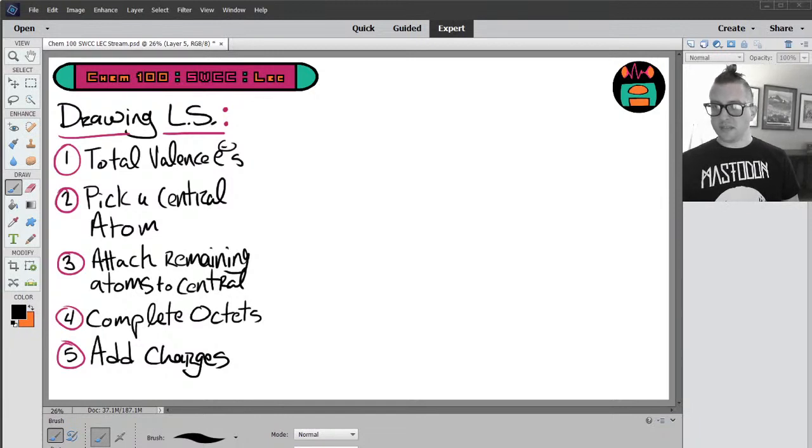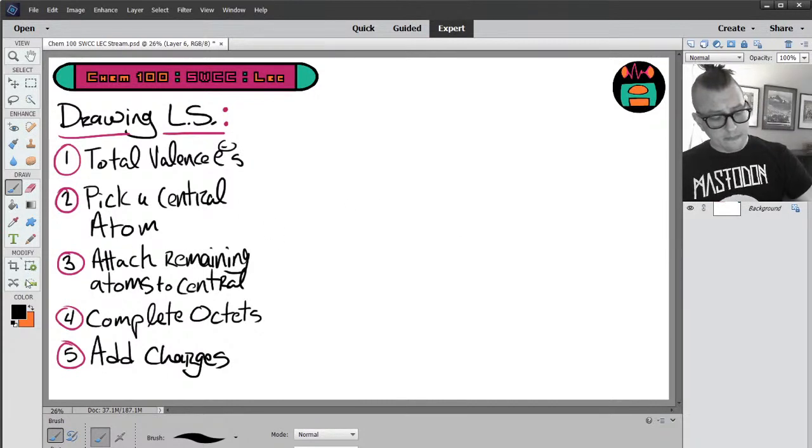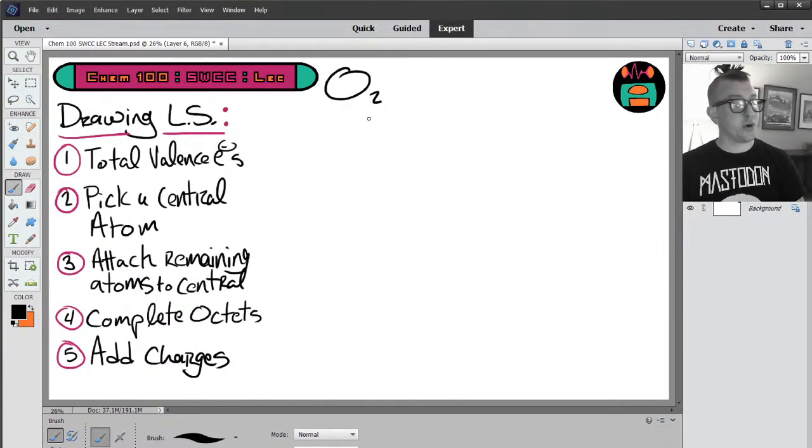Well, is it possible to salvage the lecture? We're about to find out. Let's draw some more Lewis structures. Let's draw the Lewis structure for oxygen. All right, O2.